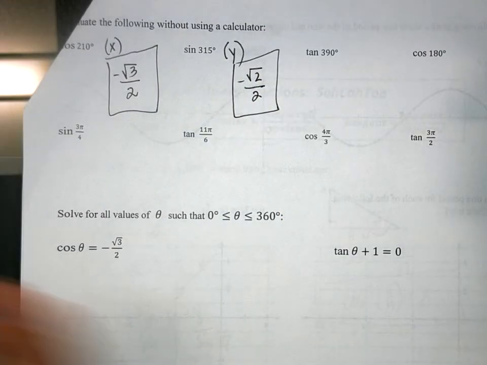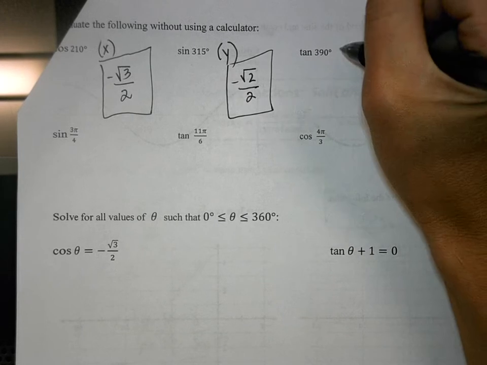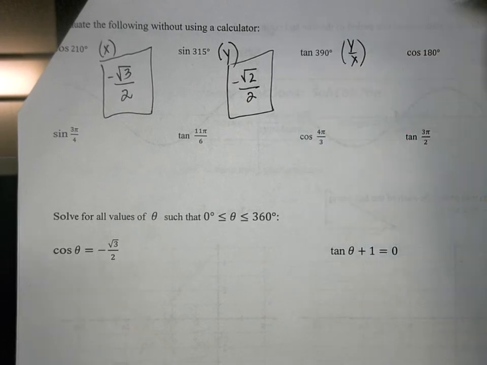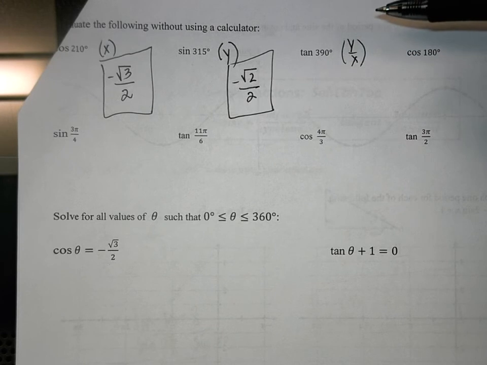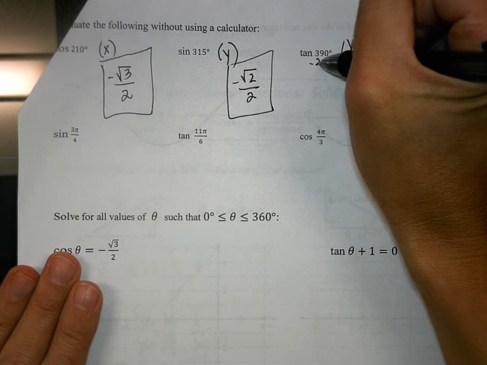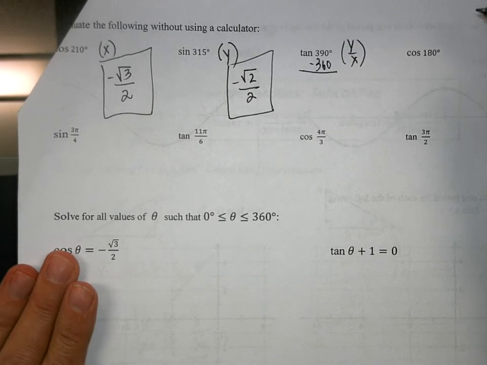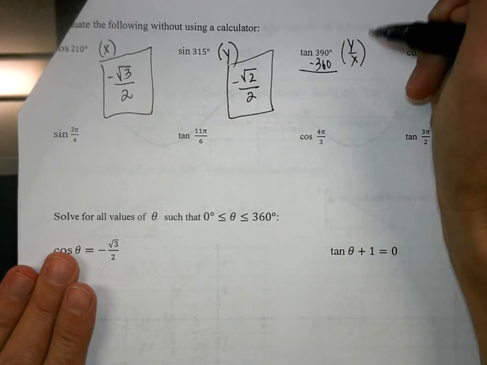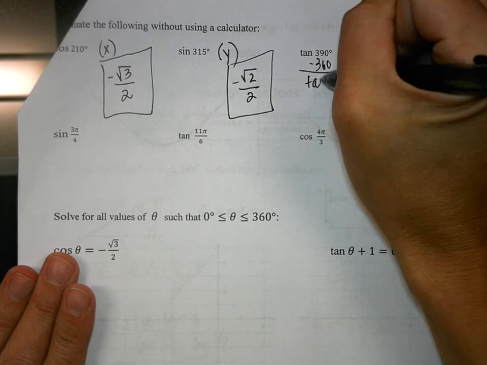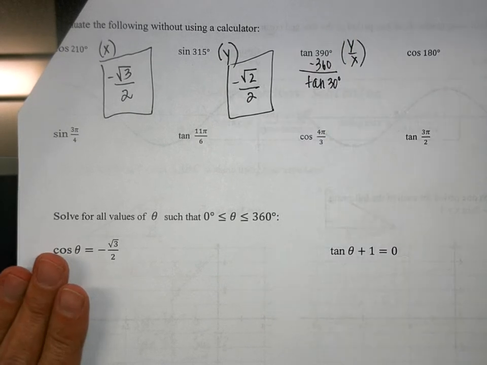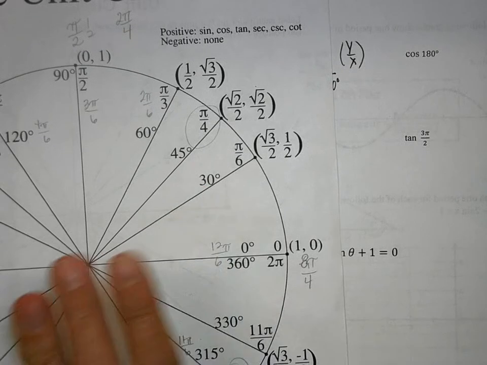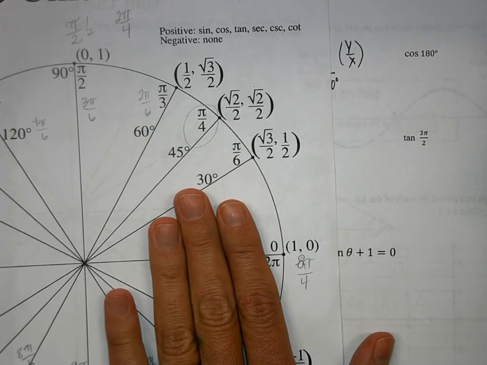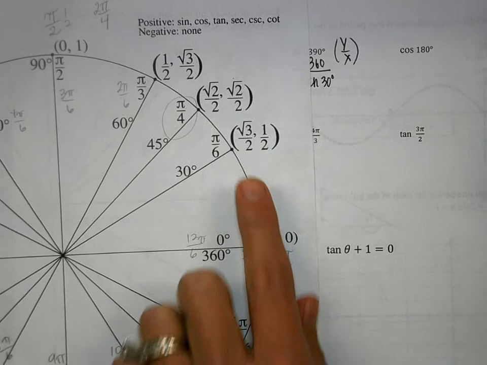Tangent is what? Y over x. Good. So 390 degrees. This is where you want to find the exact spot in the circle. So I'm going to end up subtracting 360 because this is going to end up terminating at what? Tangent of 30 degrees. Okay? And so 30 degrees is here. Do you guys remember what you do? Yeah, you can't have a root in the denominator, so you have to multiply by that.